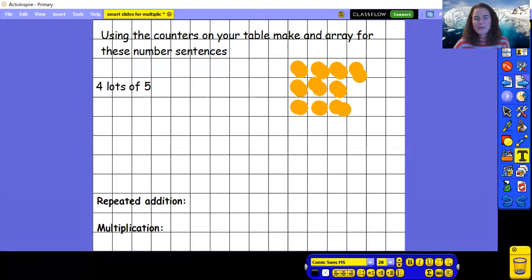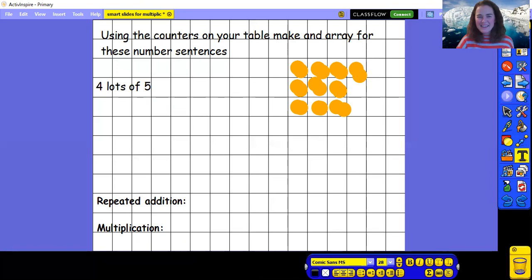So what I'm going to do is set you off with this challenge. I would like you to have a go at it and then come back to the screen and we'll go through it together. Either drawing an array or using objects or counters or bits of pasta, anything you can move around, I would like you to make an array showing me 4 lots of 5. So there'll be 5 in each row. Pause the video and have a go at working out 4 lots of 5. Off you go.